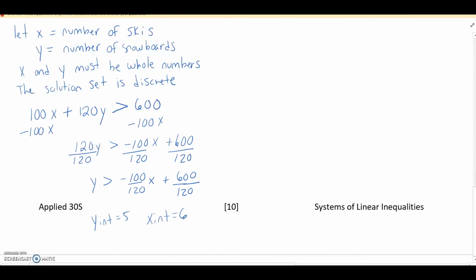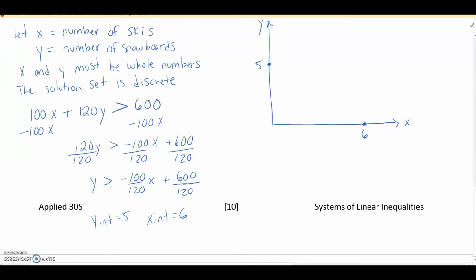Okay, so now we have our x-intercept and our y-intercept. We can graph in that quadrant. So this is my x-axis, my y-axis. I've got my y-intercept of 5, my x-intercept of 6. Now before I go ahead and graph this, I'm looking at my inequality here, and my inequality is showing me that I've got a greater than. Okay, so that means I'm going to be shading above, and my line is going to be a dashed line.